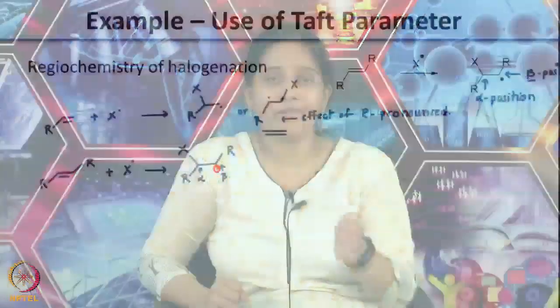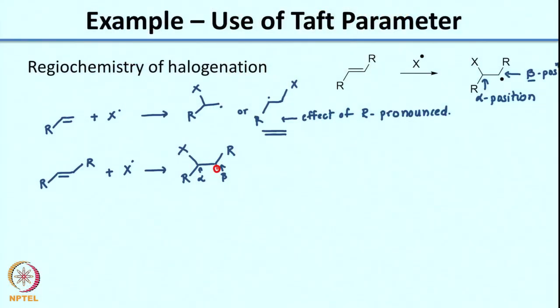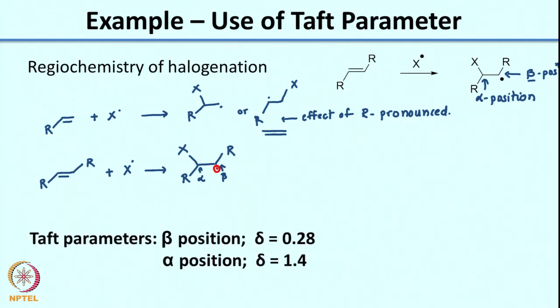So, when you have a situation like this, sterics can actually play a very important role in deciding the regiochemistry of the product. Now, if you think carefully, if I compare the alpha position versus the beta position, where do you think sterics will play a very important role? Will it be the alpha or beta position? Sterics actually plays a very important role at the alpha position.